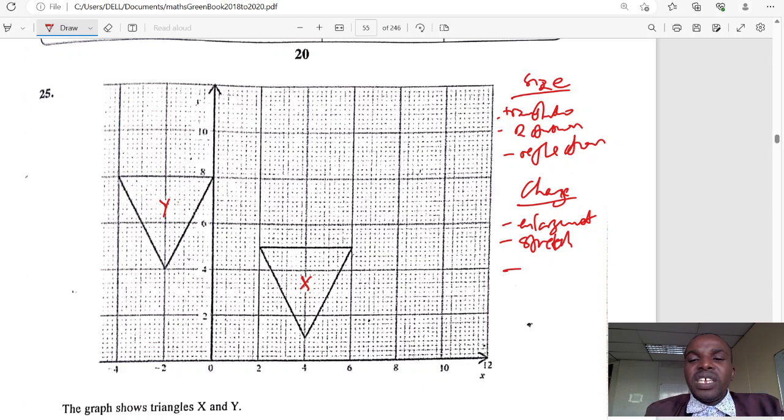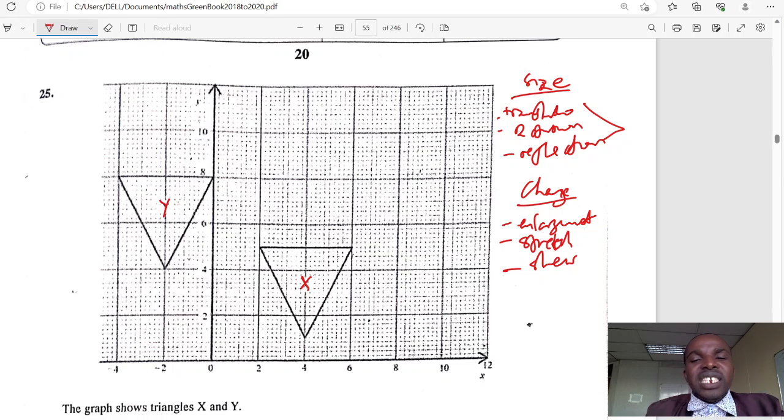Then we can have shear. These are the 3 where size will change. But in this case, is size the same? Yes, it's the same. The size is still the same. What about direction? Now we check on the direction. If direction is the same, then it's always a translation. But if direction has changed, then it's either a rotation or reflection.